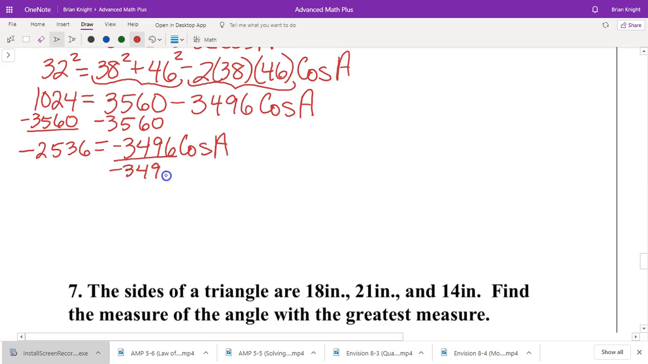Now what can I do? Divide. And I'm going to kind of do two steps in one here, so don't let me leave you. I have cosine A left, right? How do I get rid of cosine? Inverse. So I'm going to have A equals the inverse cosine of 2,536 divided by 3,496. I do what with the negatives? They cancel out. A negative over a negative is positive. Okay, so I don't even bother writing those in. If you just got one, it's going to be negative. But since there's two, it cancels out. And that's what you put in your calculator.